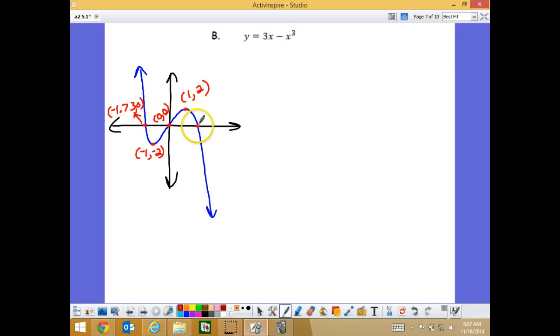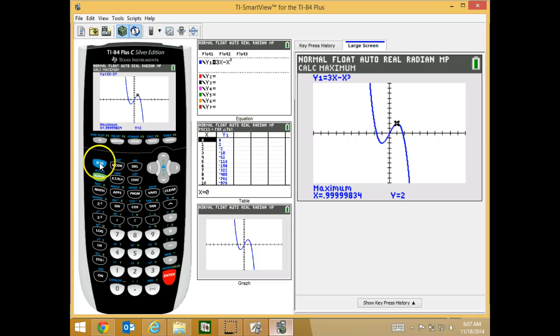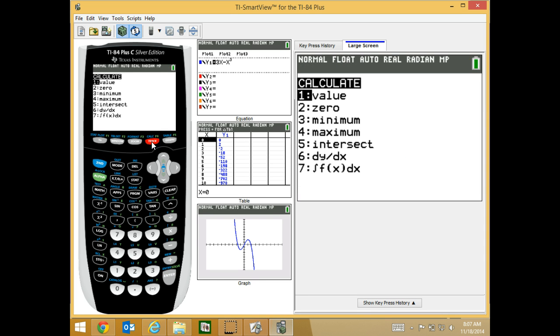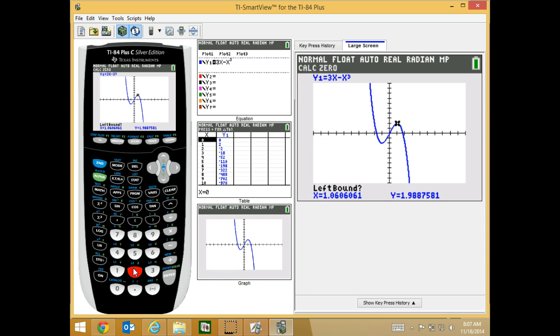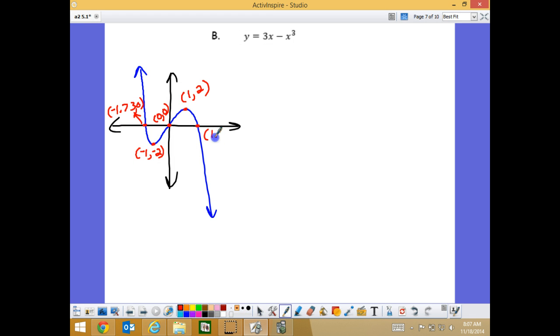And finally, my last point of interest is another x-intercept. So I'm going to calculate another zero. I am to the left of that. And then I right arrow until I'm to the right of that. And my last zero is 1.73. That's my last x-intercept. So I've labeled all the key points on the graph.